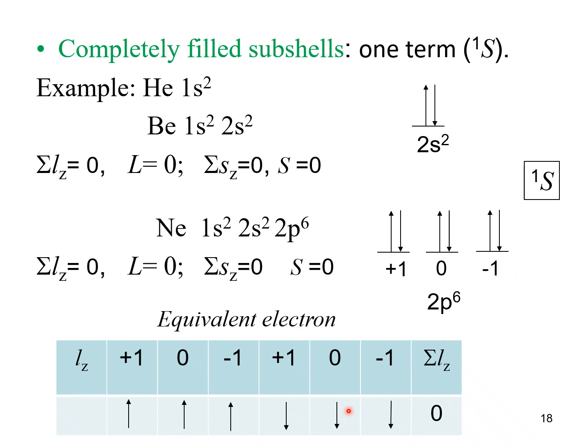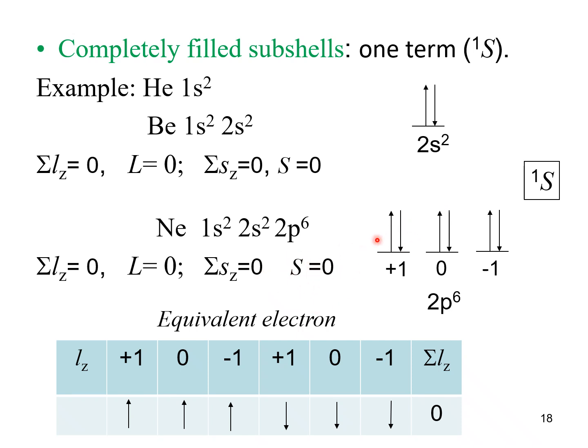So the total Lz is equal to 0, plus 1, minus 1, 0, 0, 0, minus 1, plus 1, 0. So the total Lz is 0. Therefore, the L value also equals 0. While for the Sz, spin up, spin down, it is 0, plus half, minus half, 0, plus half, minus half, plus half, minus half. So the total Sz is equal to 0. Therefore, the S is also 0.